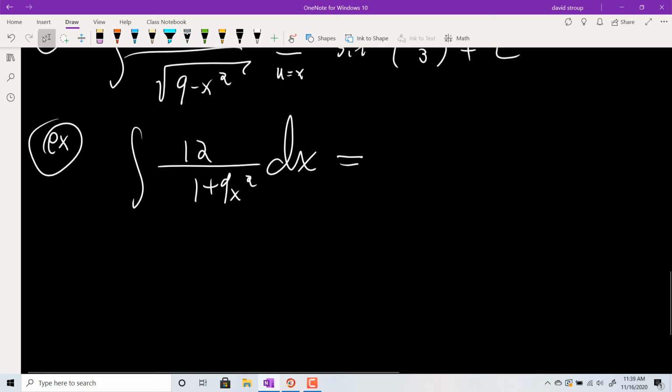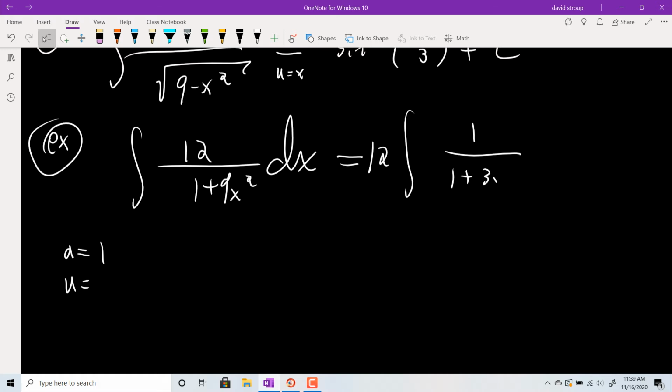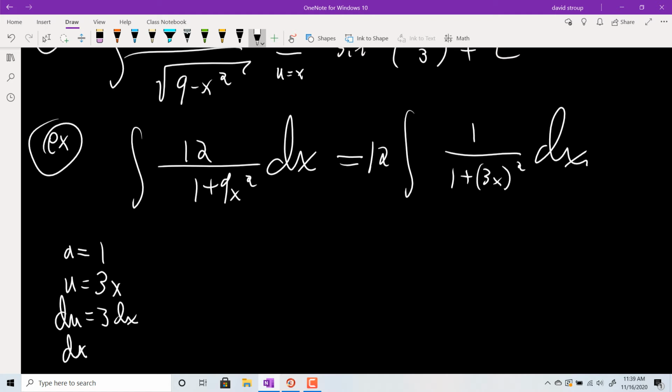You can factor out the 12. The a value is going to be 1. The u, though, maybe that's a little harder to see. So let me rewrite it. Factor out the 12. I get 1 all over 1 plus 3x squared dx. So the u is actually 3x, and then to get it into our form, we need to figure out the differential. So du will end up being 3 dx, so dx will be du over 3.